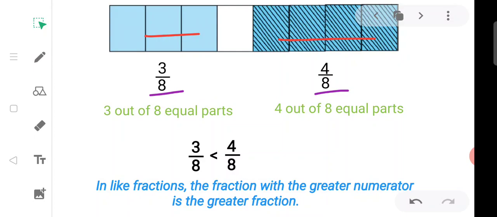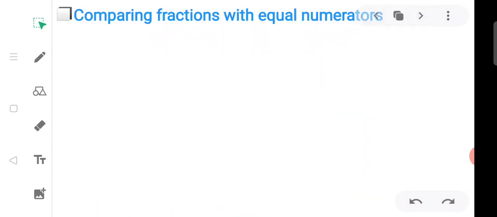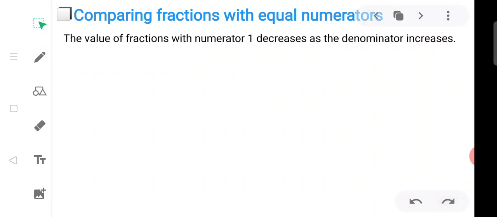What about fractions whose numerators are equal but denominators are different? How to compare fractions with equal numerators? See, you have learned that the value of a fraction with numerator 1 decreases as the denominator increases. Even if the numerator is not 1, the same rule applies for all fractions that have a common numerator.